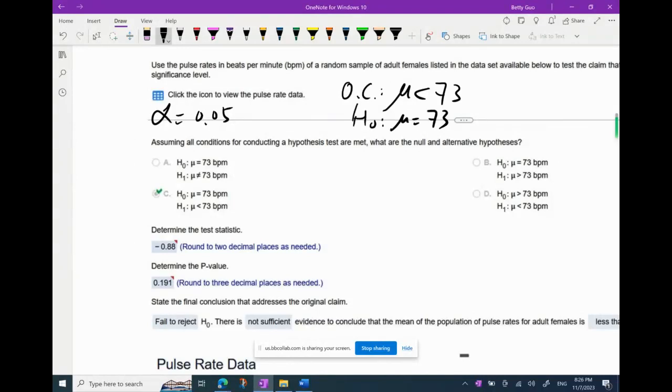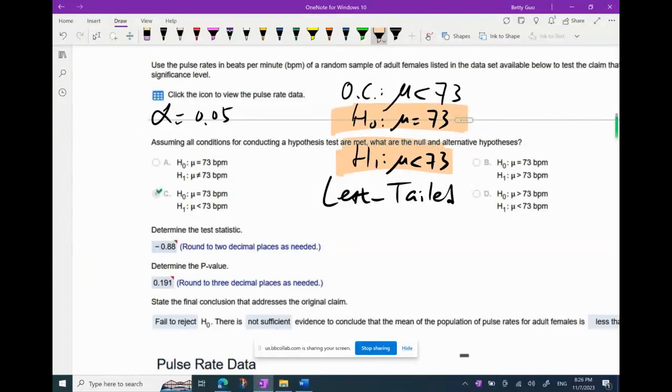So our null is mu equals 73, and our alternative is mu is less than 73. So this is a left-tail test, right? You can see this is the null, this is the alternative, so we choose this one. Okay, that's the first part.